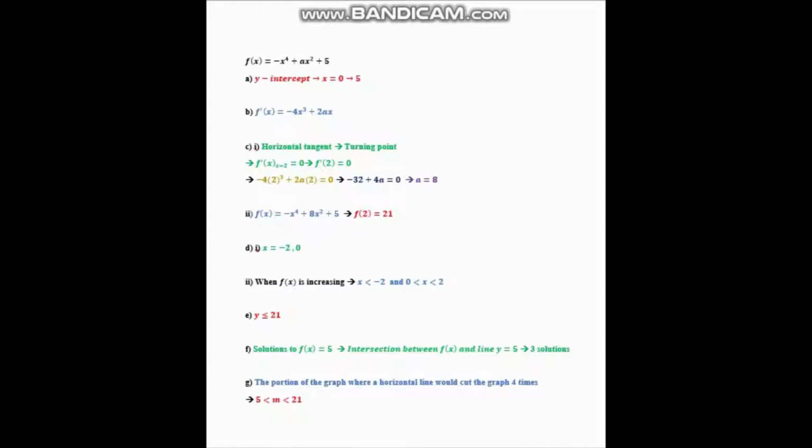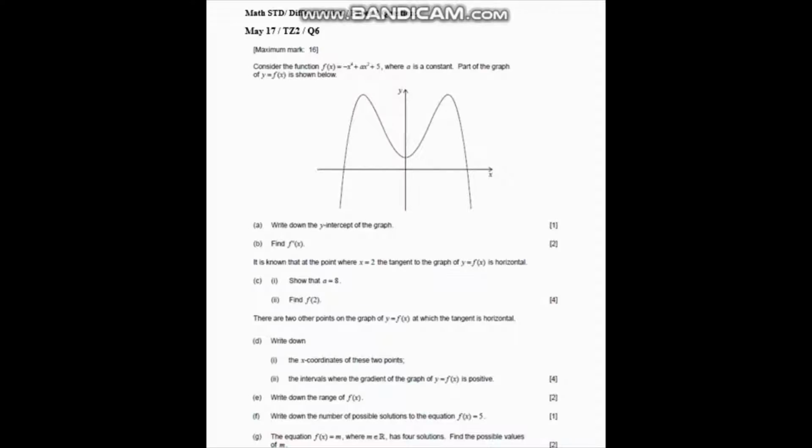Hence, I plug 2 into f dash of x, which I've done right there, and I equate to 0 because this is a turning point. I solve for a, and it turns out that a is in fact equal to 8. So now that I've shown that a equals 8, I'm required to find f of 2, which is found simply by plugging 2 into this equation and solving manually, or using the GDC as follows.